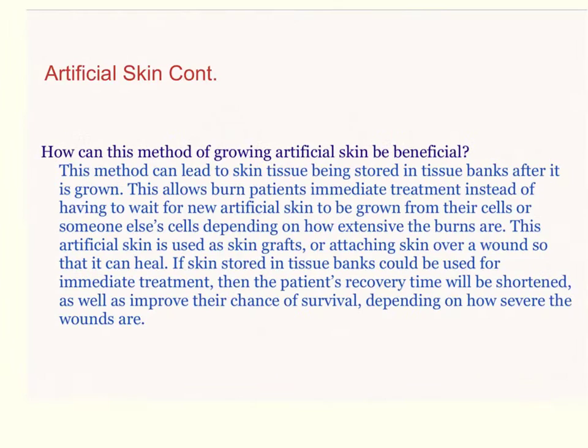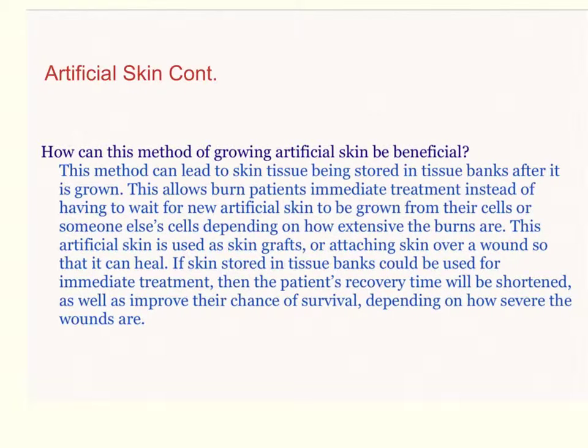This means that the researchers are suggesting that this method could be an efficient way to grow skin and mucosa tissue. How can this method of growing artificial skin be beneficial? This method can lead to skin tissue being stored in tissue banks after it is grown. This allows burn patients immediate treatment instead of having to wait for new artificial skin to be grown from their own cells or someone else's cells, depending on how extensive the burns are.